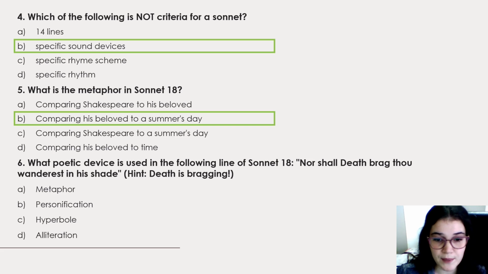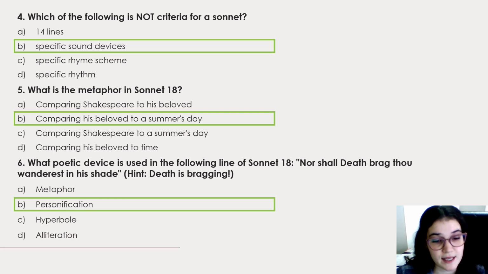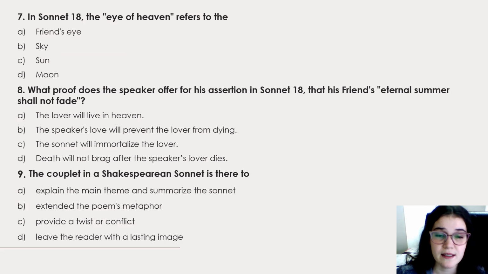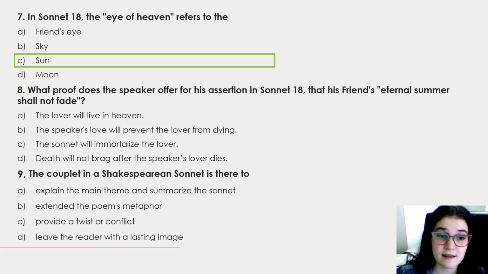Question 6, what poetic device is used in the following line of Sonnet 18? Nor shall death brag thou wanderest in his shade. The hint is that death is bragging. We know that death is not a person, so therefore it's giving an inanimate object human qualities. So it's allowing death to brag, which is a human quality. So it is B, personification. Question 7, in Sonnet 18, the eye of heaven refers to A, a friend's eye, B, sky, C, sun, or D, moon. It is C, the sun.